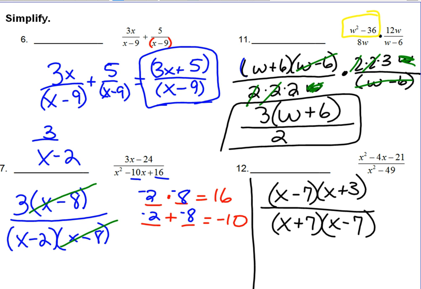Next step is, how can I reduce? These go away and this goes away. The x minus 7 is the same in the top. What I'm left with is, I guess I could put it up here on the line, couldn't I? X plus 3 over x plus 7. You don't have to continue to show them as a grouping. It's kind of like this implied grouping that they're in a fraction.